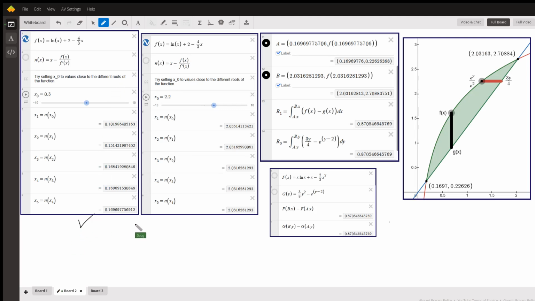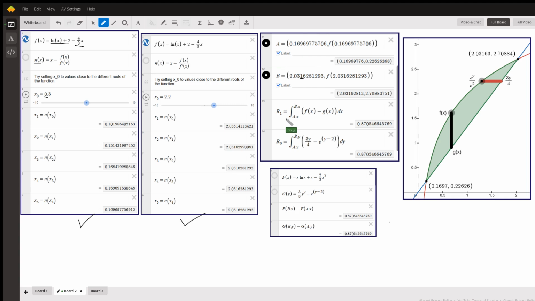Okay, so on board 2, these first two pictures are an example of finding the points of intersection using Newton's method. So we want to know what are the roots of this function right here. And that's Newton's method right there, where the starting value is 0.3, and that results in 0.1697. Over here, I've labeled points A and B with those coordinates. The posted problem said round to the nearest thousandth, so we could put a 7 here and a 2 there.